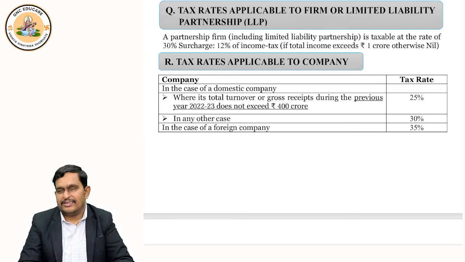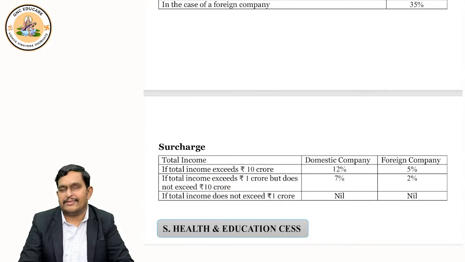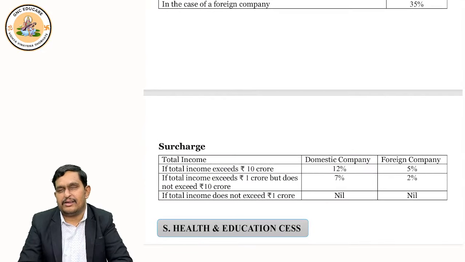Up to 1 crore, no surcharge. 1 crore 1 rupee to 10 crores, 7% surcharge. More than 10 crore, 12% surcharge. This is for domestic company.